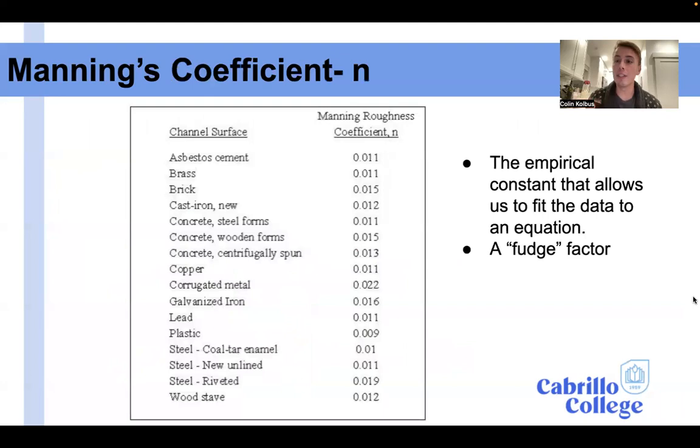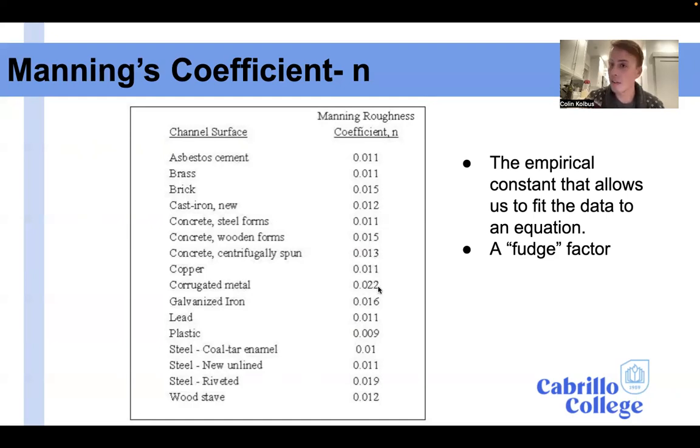So Manning's coefficient represents the roughness of our channel. You'll see here we have a table of various Manning roughness coefficients. Concrete made with steel forms has a roughness coefficient of 0.011. Concrete made with wooden forms is a bit rougher, so it has a Manning's roughness coefficient of 0.015.